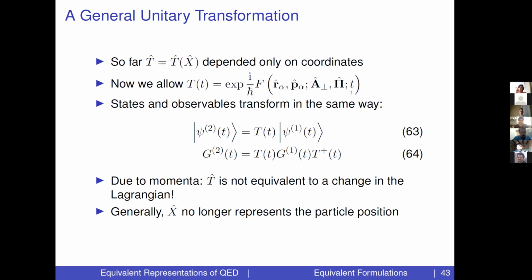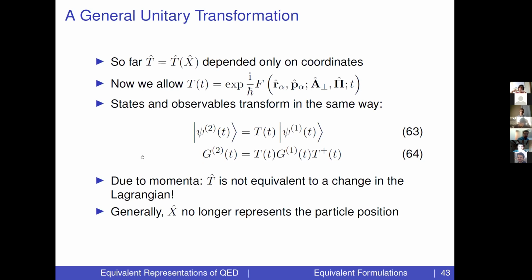So what stays the same is that the field, the states of the system and the observables of the system transform in the usual way. But what is different now is, since we have a dependence on the canonical momenta in a generator, that T is not equivalent to a change in the Lagrangian. So it means that there are changes in the representations which cannot be represented by a change in the Lagrangian.